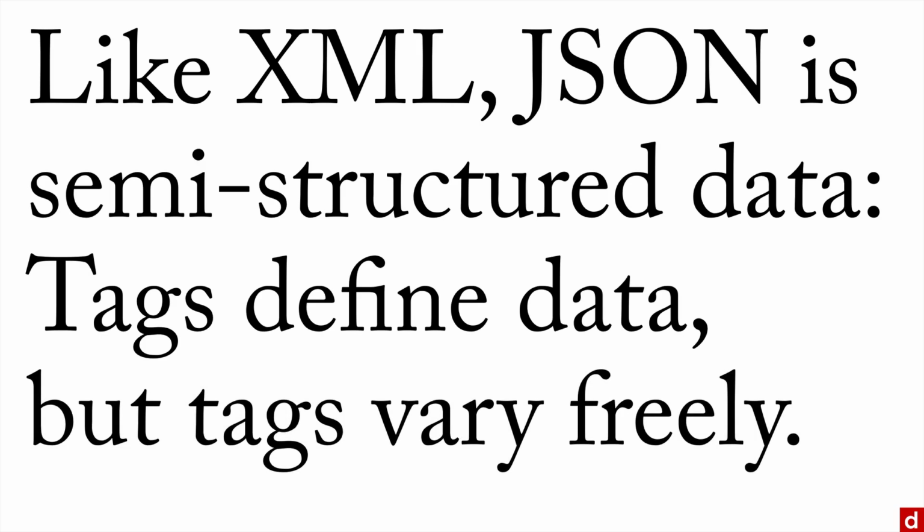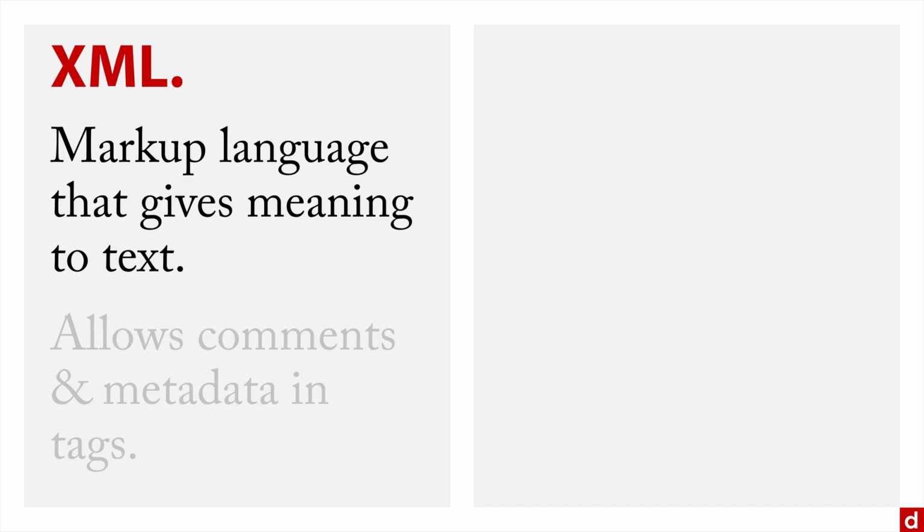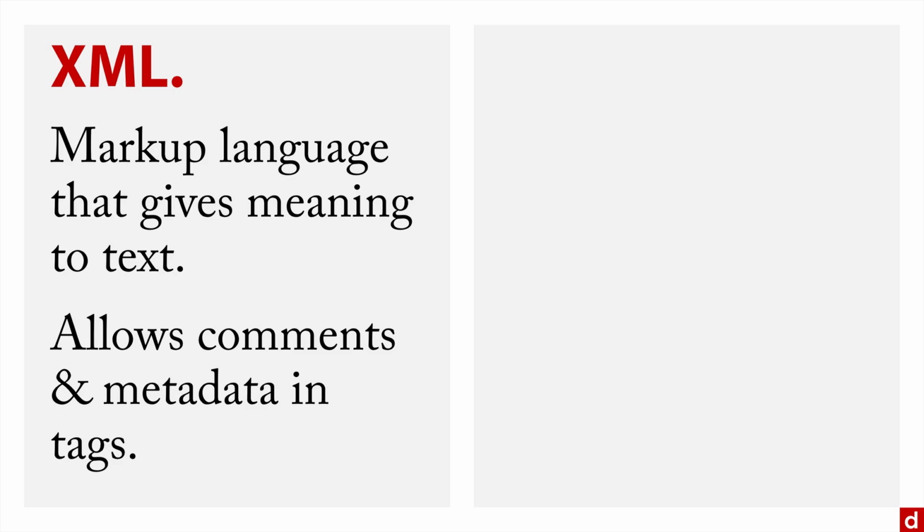But like XML, the tags can vary freely. And so there's a lot in common between XML and JSON. So XML is a markup language. That's what the ML stands for. And that gives meaning to the text. It lets the computer know what each piece of information is. Also, XML allows you to make comments in the document, and it allows you to put metadata in the tags.